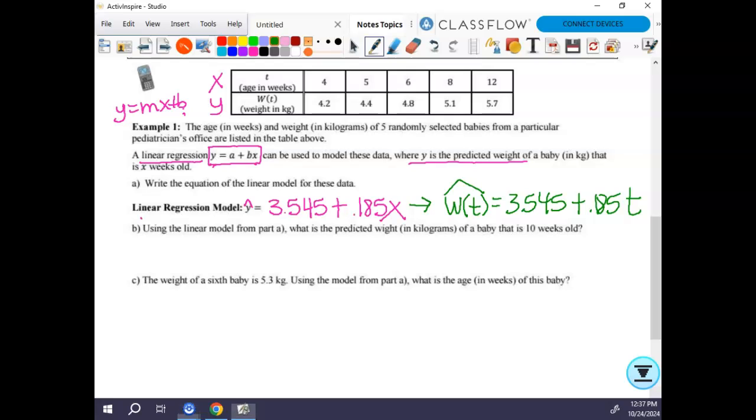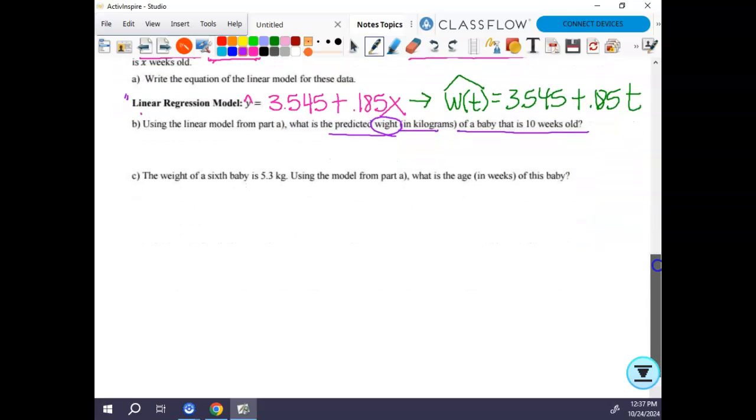And I'm less worried about this type of thing now because you're in Desmos. But let's talk about it first, and then I'll tell you what I'm less worried about. It says, using this model, what is the predicted weight, in kilograms, of a baby that is 10 weeks old? Is the 10 weeks the input or the output? The input. So that's my x value. So I'm looking for a W of 10, or really W hat of 10 because it's a prediction. And it's going to give me some y value, right?